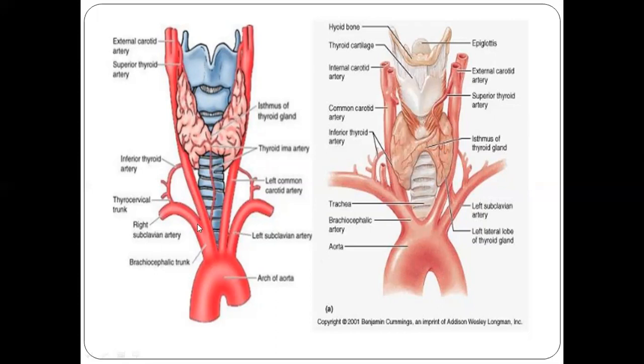trachea. And see, this is the thyroidea ima. This is another, third artery, the thyroidea ima artery. It is actually coming from the common carotid arteries or directly from the arch of aorta. It is moving up over the tracheal rings upward, and it supplies the thyroid gland. So this is a third artery, which is called the thyroidea ima artery.